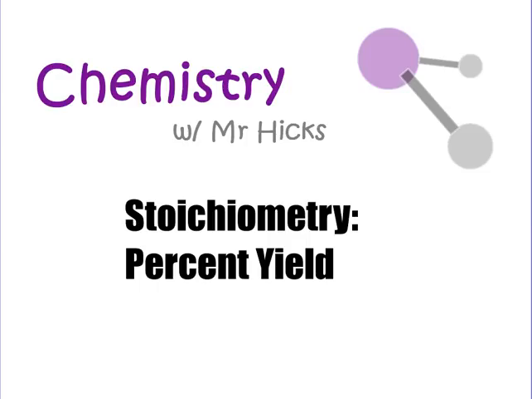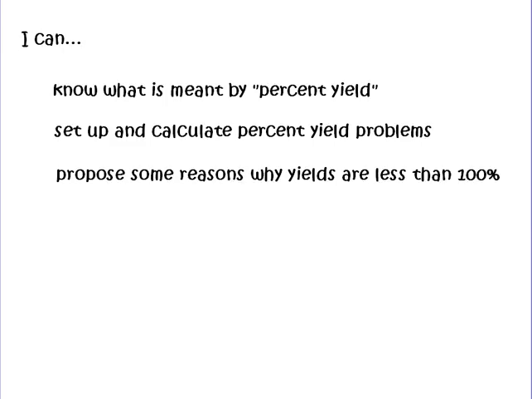Today we're going to learn about stoichiometry and percent yield problems. Let's take a look at what we should know by the end of this. You should know what is meant by percent yield. You should be able to set up and calculate some percent yield problems, and we'll do a couple of examples of those. And finally, you should be able to offer up some reasons as to why yields are less than 100%. We'll figure that out.